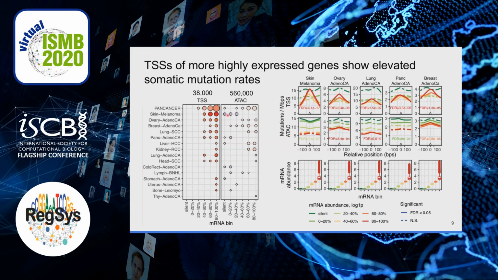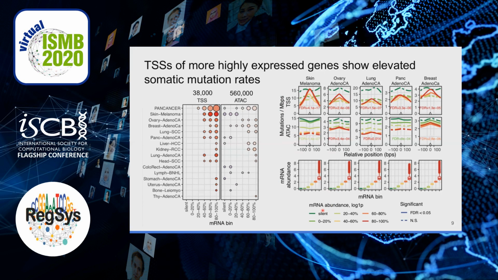However, because there are about 14 times more ATAC-seq sites than transcription start sites, there's a huge difference in power, and so perhaps these differences are better visualized by these plots shown on the right. And so here we can nicely see the different mutation rates across bins. We have 5 different columns here corresponding to different cancer types. The top row shows the results for transcription start sites, the middle for ATAC-seq, and the bottom shows the mRNA abundance in these different bins, which show nice separation.